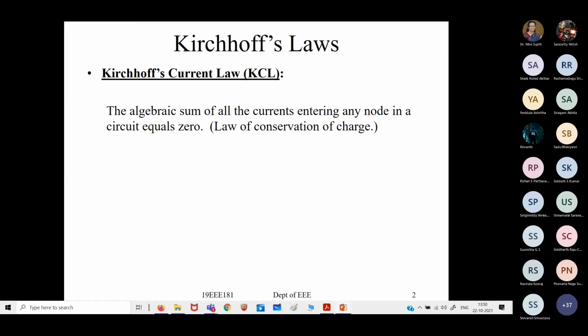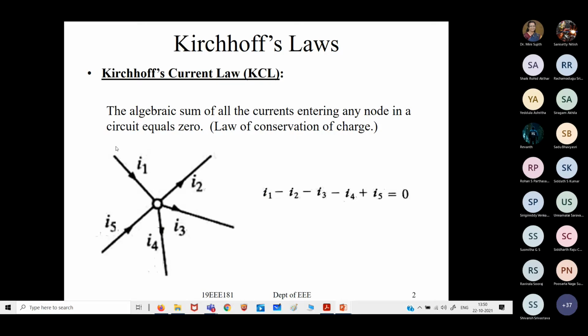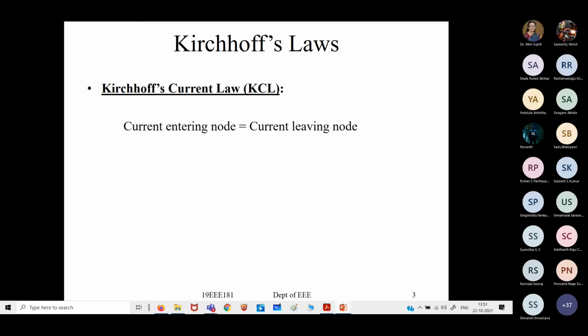So what is Kirchhoff's current law? Algebraic sum of all the currents entering any node in a circuit is equal to 0. That is nothing but the law of conservation of charge. Now the sign convention, you can take either entering as positive to the node or leaving as positive. Either way, the algebraic sum of all the currents will be equal to 0. Or we can also interpret it in another way, that is current entering a node is equal to current leaving a node.